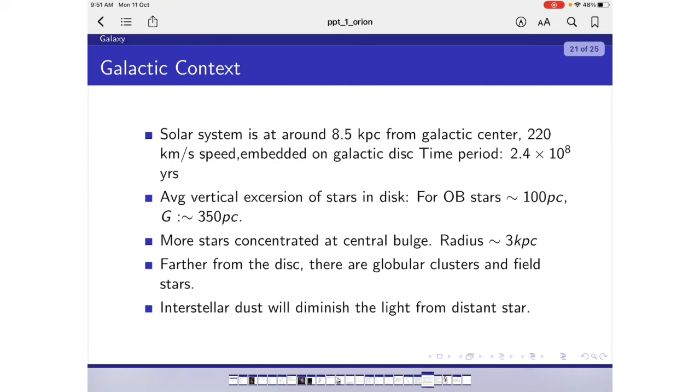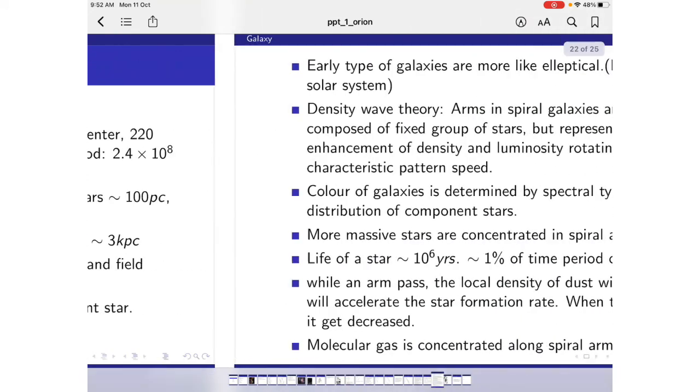and at greater distances from the central disk there will be globular clusters, meaning star clusters, and field stars. Field stars means the stars which do not belong to any globular cluster. Our sun is a field star. It does not belong to any globular cluster, and there is a lot of interstellar dust and other gas particles, and this dust will diminish the light from distant stars. We have seen in the case of Taurus Auriga, we couldn't see a lot of stars in that region, so that's mentioned here.